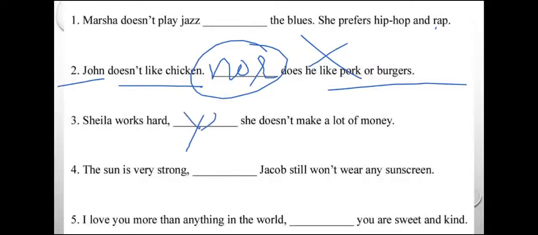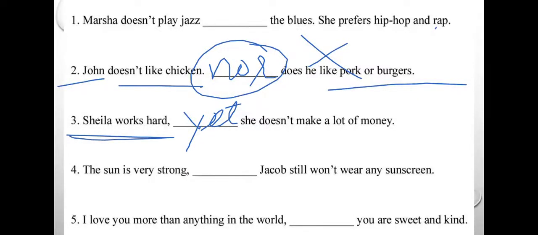yet she doesn't make a lot of money. Yet means till now she wasn't able to make lots of money, but there is a possibility that she's working hard. She could make a lot of money in coming days.